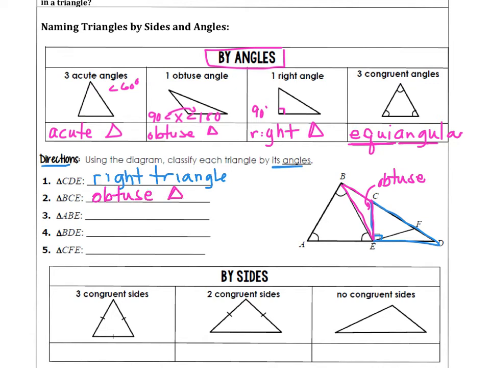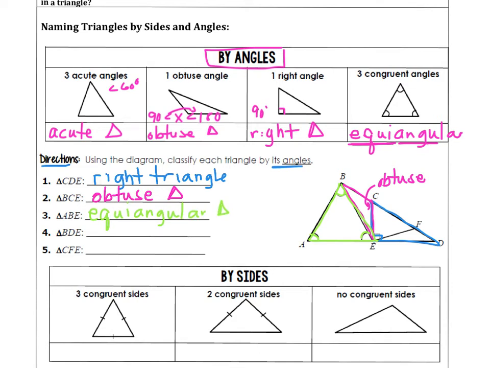Number three, we are going to look for triangle ABE. Let's see, triangle ABE. Notice I'm tracing it here in green. And you have marked that all these angles are congruent. So this is going to be an equiangular triangle.